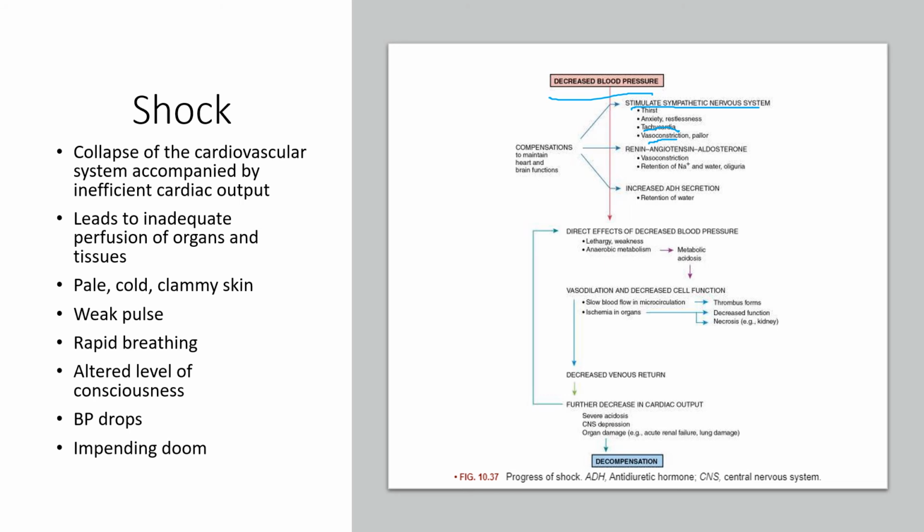What's going to happen is there's more compensation. So we talked about the activation of the RAA, the renin-angiotensin-aldosterone system. That's going to lead to vasoconstriction, and it's going to tell the body to retain sodium and water. We're also going to have increased antidiuretic hormone secretion, which is going to help the body retain water as well. So there are other direct effects of decreased blood pressure as well.